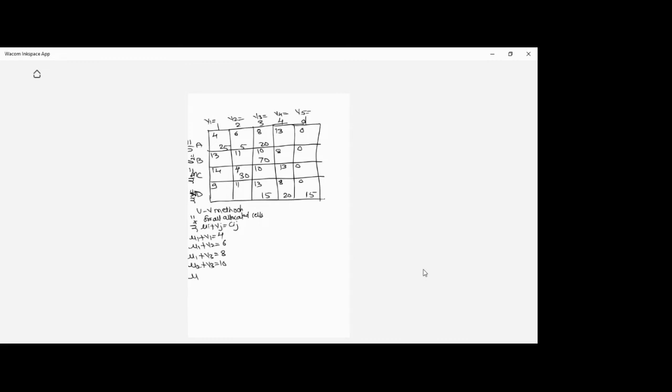Okay. So for the next cell, that is u3, we have u3 plus v2 is equal to 4. Nextly, we have u4 plus v3 is equal to 13. u4 plus v4 is equal to 8. And lastly, u4 plus v5 is equal to 0. So what we are going to do, put v1 is equal to 0.